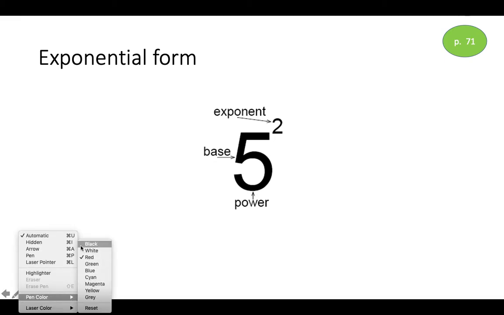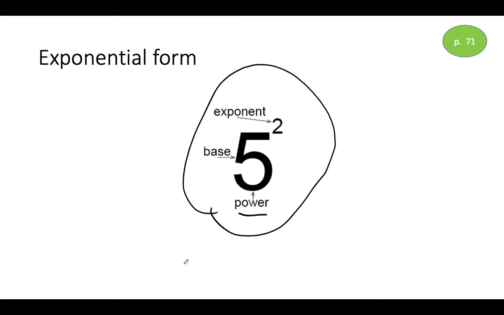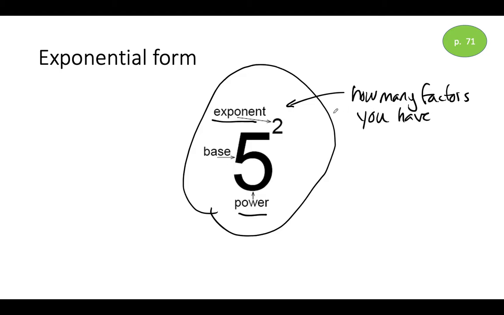So the whole thing is the power. When I say the power, I mean everything. So 5 to the second power is a power. I know that's confusing. The little number is the exponent, and the exponent is telling you how many factors you have. That's all it tells you. It doesn't tell you what you're multiplying, just how many numbers you are multiplying.